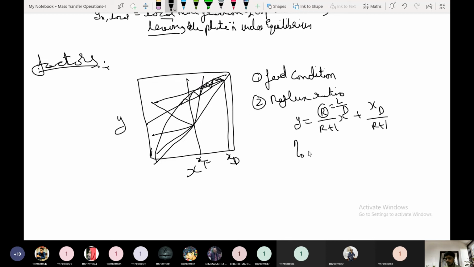So efficiency, we already know, is equal to ideal plates divided by actual plates. So number of plates increasing means ideal plates increasing means efficiency will also increase, because it is directly proportional to it. So because of this, the reflux ratio will have a direct influence on the plate efficiency. This reflux ratio will have a direct influence on the ideal plates, and the ideal plates will have a direct influence on the efficiency. So efficiency is also dependent on the reflux ratio.